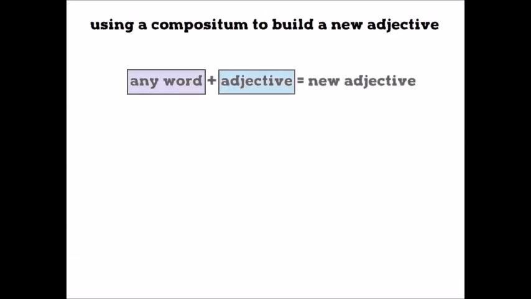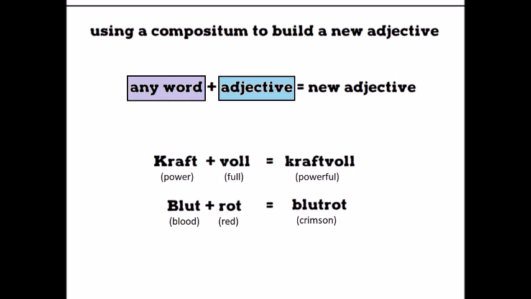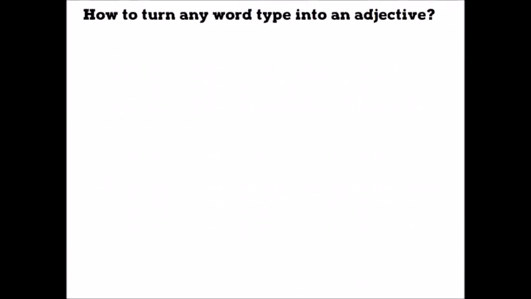Now, besides suffixes and participles, you can also use compositums to create new adjectives. So you can just put an adjective at the end of something. For example, Kraft, power. Voll, full. Kraftvoll, powerful. So full of power. Or Blut, blood. Rot, red. Blutrot, crimson.